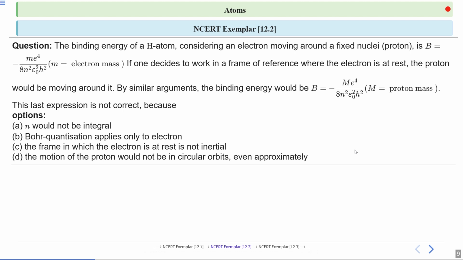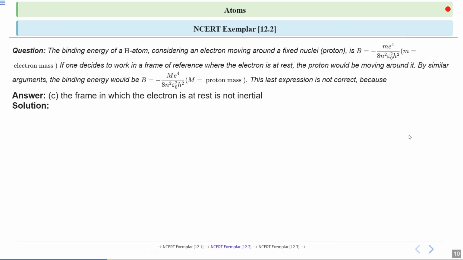The options explore ideas like whether quantum number change, if quantization applies only to electrons, if the reference frame is valid, and if the proton's motion would still be circular. So notice how the question asks what happens if we switch to a frame where the electron is at rest and the proton moves around it. The correct option C: the frame where the electron is at rest is not inertial.